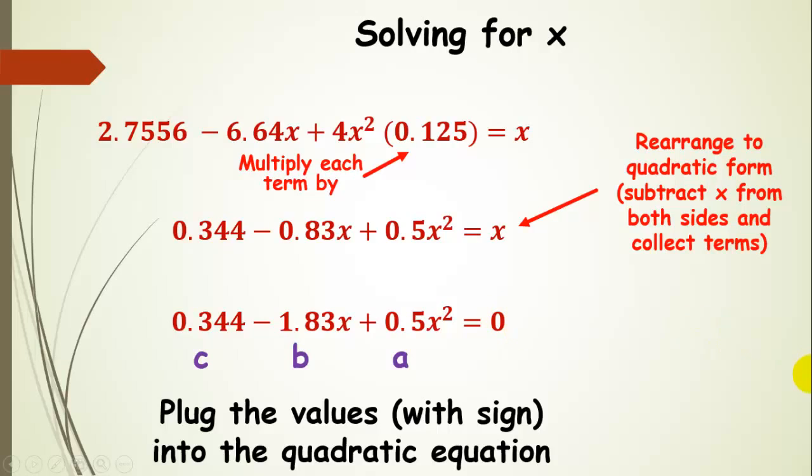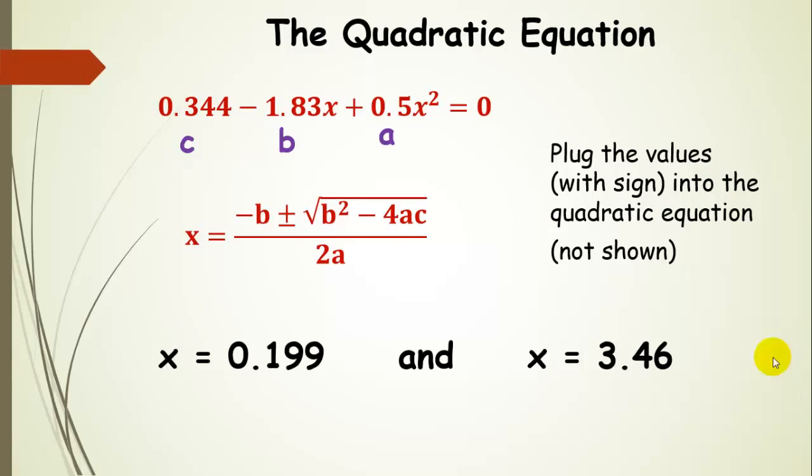Now we're ready to use the quadratic equation formula. So again, I've labeled them a, b, and c. So a is always the x squared term, b the x term, c no x's at all. So let's go ahead and plug everything into this formula, and I'm not going to show that, but make sure you get these answers. So we end up with 0.199 and 3.46. So we get two possible answers. Now, one of these answers is ridiculous. One of them is not physically meaningful.